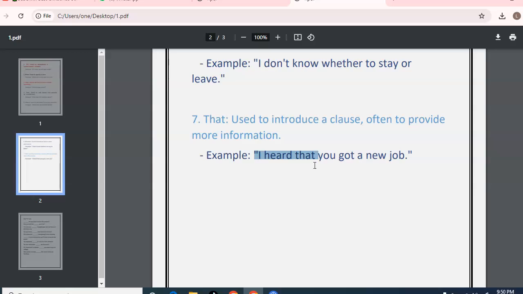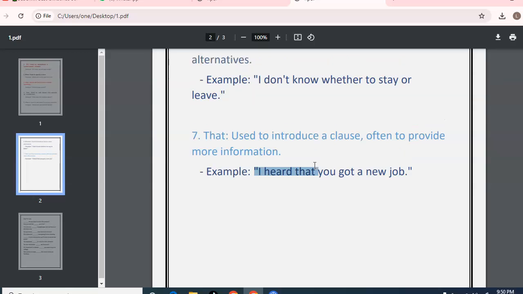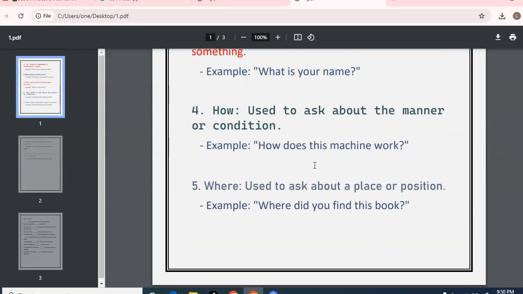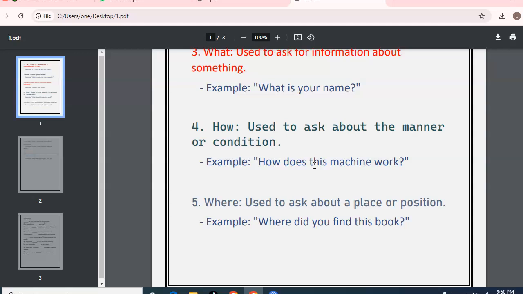Okay, so this is the very important thing about these words. I will summarize it as: if for conditions, when for times, where for location, what for information, how for manner or process, whether for choices or alternatives, that to introduce additional information or to provide information.